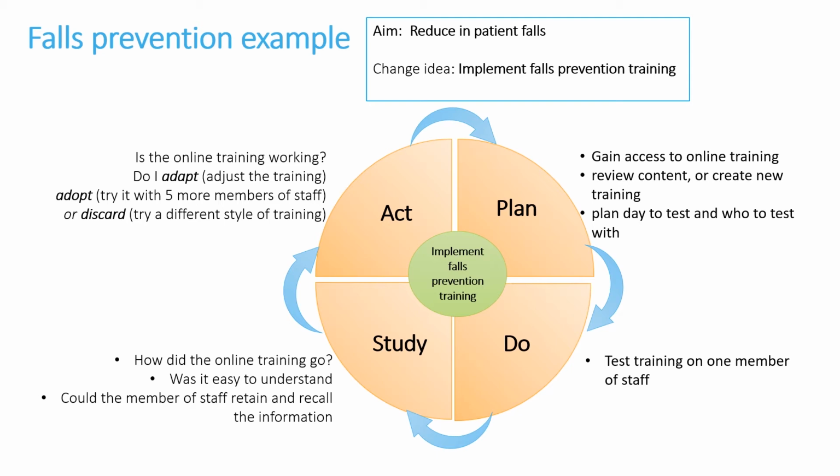Following the online training, we would follow up to understand, was the training helpful? Was it easy to understand? Was anything missing? Was it the right duration of time? Did the training take place within work hours or in their own time? We would then assess if any changes needed to take place and either adapt, make changes and retest, adopt and scale up and test on 5 more members of staff, for example. We could also discard and try a different change idea if the online training didn't work.